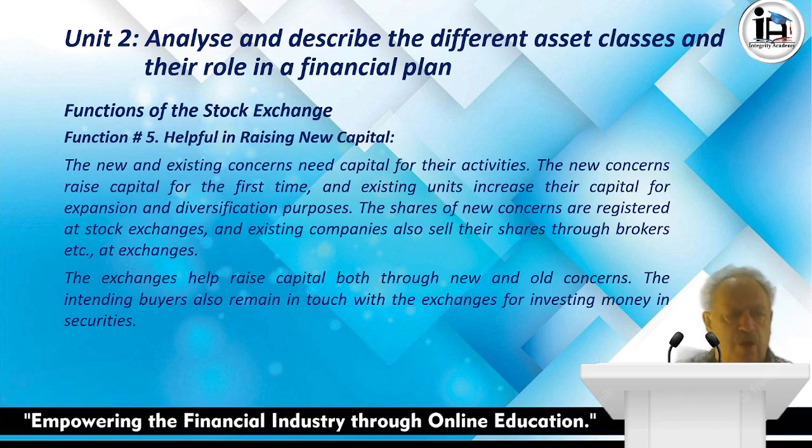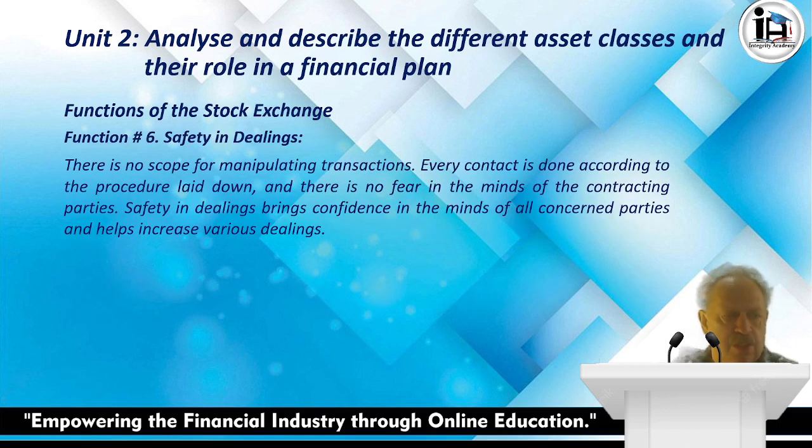The fifth function is help in raising new capital. New and existing concerns need capital for their activities. The new concerns raise capital for the first time, and existing units increase their capital for expansion and diversification purposes. The shares of new concerns are registered at the stock exchange, and existing companies also sell their shares through brokers, etc. at the exchanges. The exchanges also help raise capital for both new and old concerns. The intending buyers also remain in touch with the exchanges for investing money in securities.